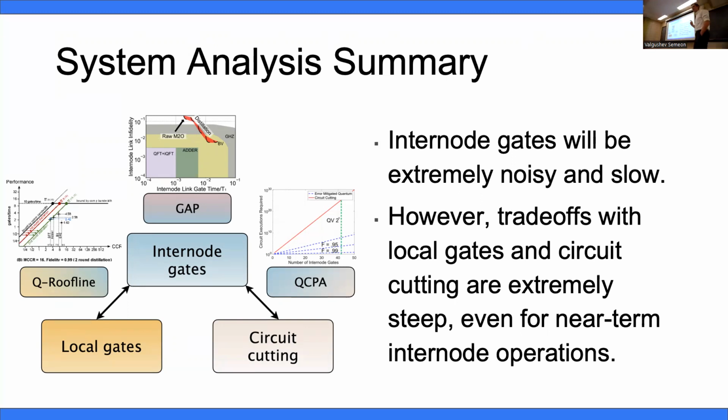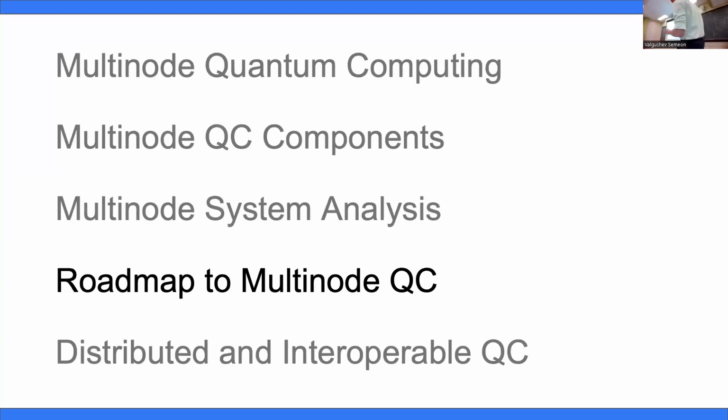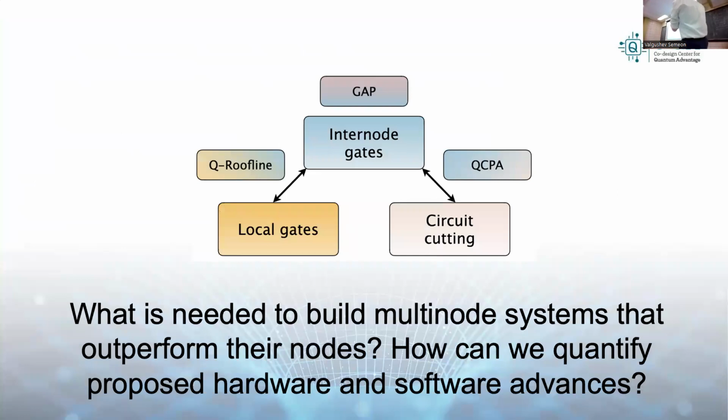What I'd like to do in the last bit of this is talk about where we want it to go and where we need it to go to actually produce viable quantum computers. So that's going to be the roadmap to multi-node quantum computing. And the question I want to ask you is, okay, we saw this thing barely outperforms a single node. It really doesn't at all in quantum volume. So what do I need to do so that multi-node systems outperform single nodes? And if people are proposing hardware and software advances, how can I see what makes sense?